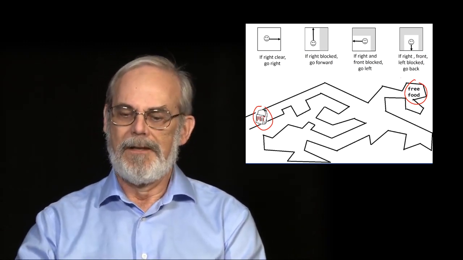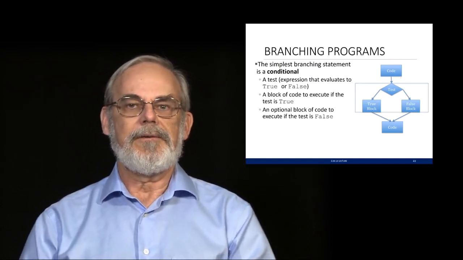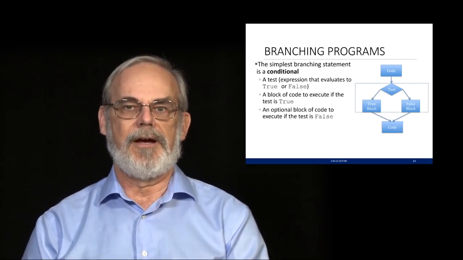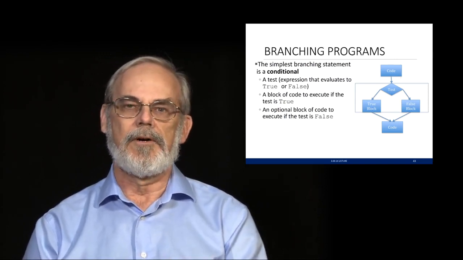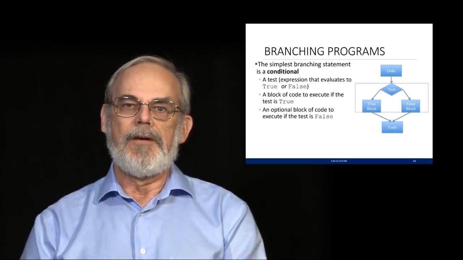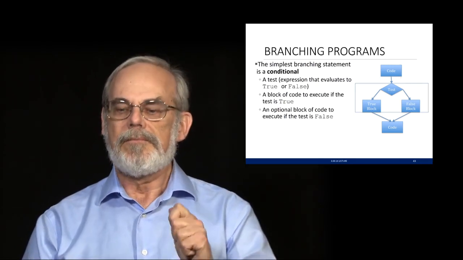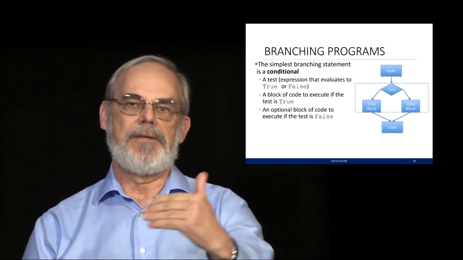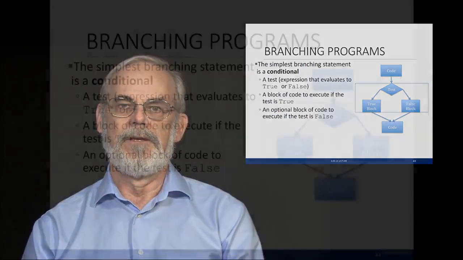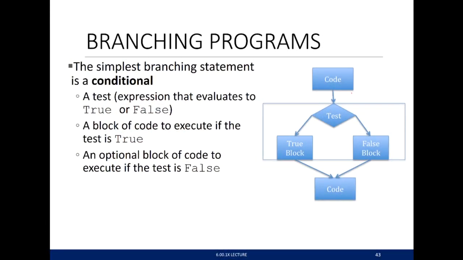Simple tests. With those ideas, I can put together the first kind of actually more reasonable or interesting program called a branching program. And it would say in that case of the maze, move forward unless a test is true. That test might be moving to the right is blocked. If it's not blocked to the right, I'm going to do one thing, keep moving forward. If it is blocked to the right, I'm going to move ahead.